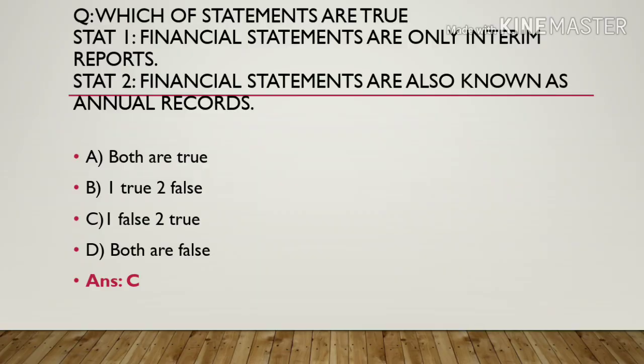Moving to next question. Which of the following statements are true? Statement 1. Financial statements are only interim reports. Statement 2. Financial statements are also known as annual records. Options are: statement 1 and 2 are true, statement 1 is true and statement 2 is false, statement 1 is false and statement 2 is true. Option D, both are false. Here the answer is option C, that is statement 1 is false and 2 is true.